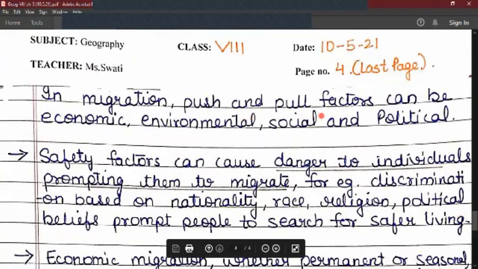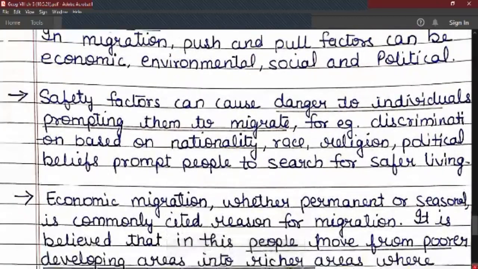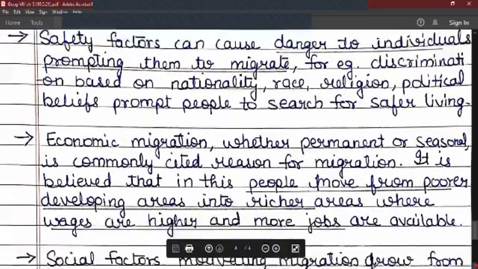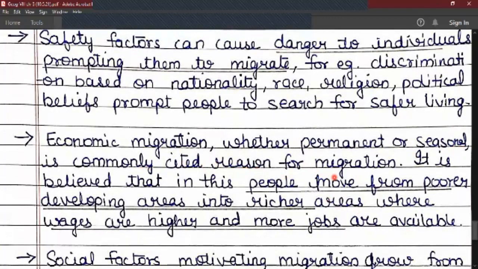In migration, push and pull factors can be economic, environmental, social, and political. The safety factors can cause danger to individuals, prompting them to migrate. For example, discrimination based on nationality, race, religion, political beliefs prompt people to search for safer living. So, here, safety factors. Second is economic migration, whether permanent or seasonal, a commonly cited reason for migration. It is believed that in this, people move from poorer developing areas into richer areas where wages are higher and more jobs are available.